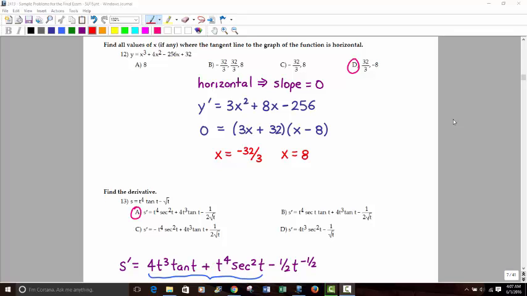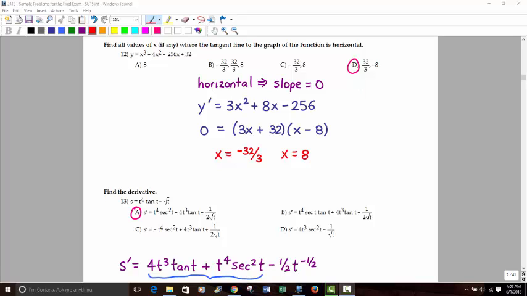Okay, problem 12. Now this says find the values of x at which the tangent line of the graph of the function is horizontal. Now as I say here, horizontal implies slope equals 0. So unlike problem 11, this is the only time they don't have to tell you the number, because the number for horizontal will be 0. If it was some other number like the last problem, which was 6, you have to be told that was 6.